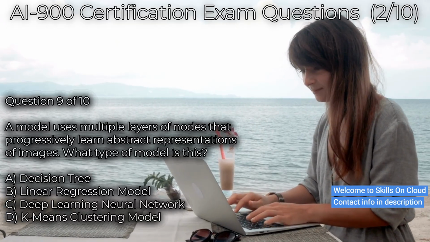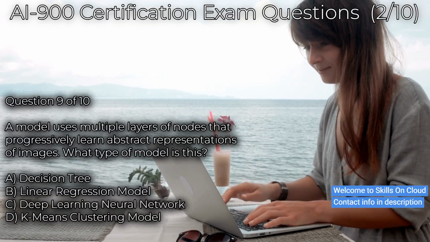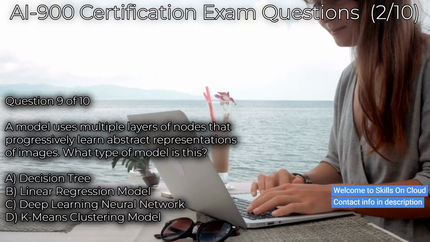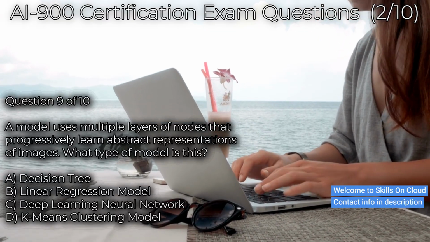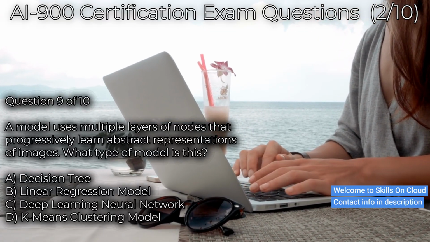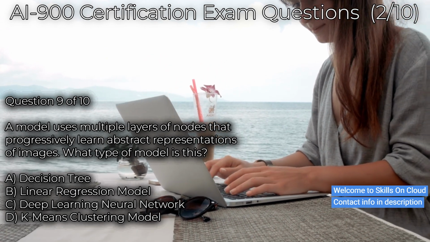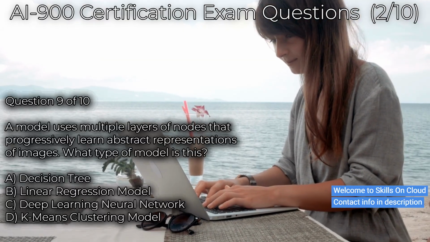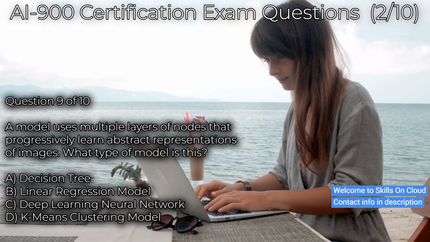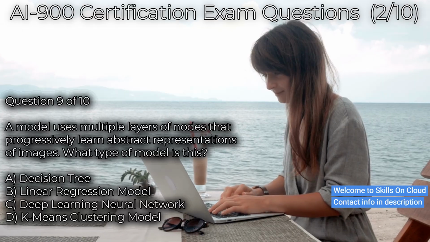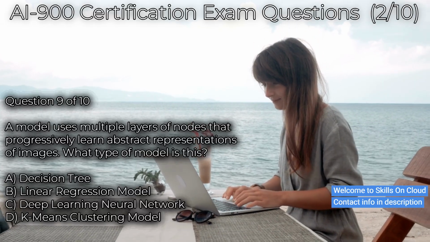Think about the structure being described. The correct answer is C: a deep learning neural network. Deep learning uses artificial neural networks with many hidden layers. Each layer learns increasingly abstract features from the input. For example, early layers in an image model detect edges, middle layers detect shapes, and later layers detect objects.